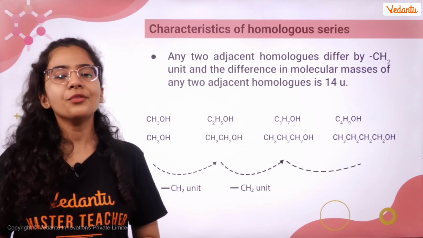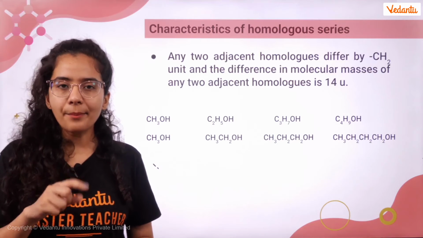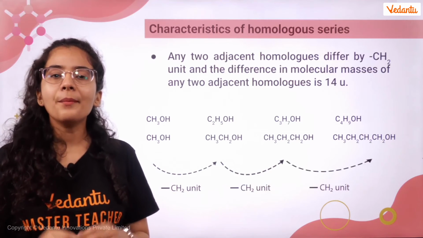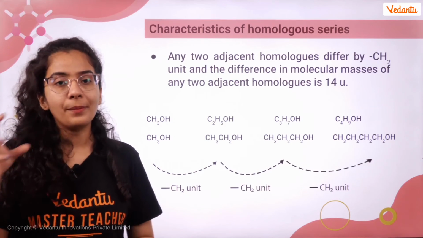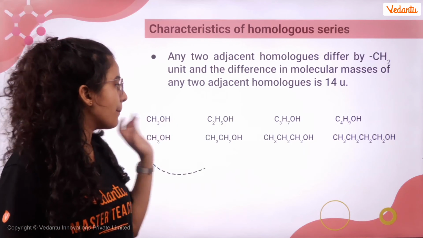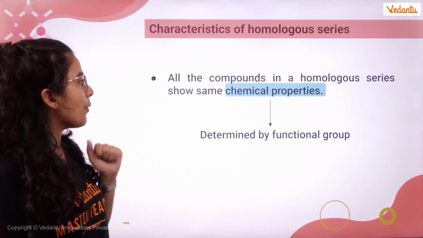What's the molecular mass of this CH2 unit? It has one carbon and two hydrogens. Carbon atomic mass is 12, hydrogen atomic mass is 1. There are two hydrogen atoms, so it's 2. 12 plus 2 is 14. So each successive member differs by 14 u in molecular mass.